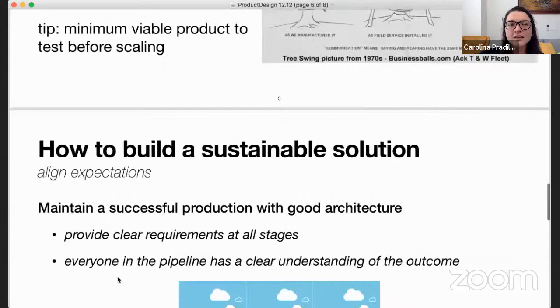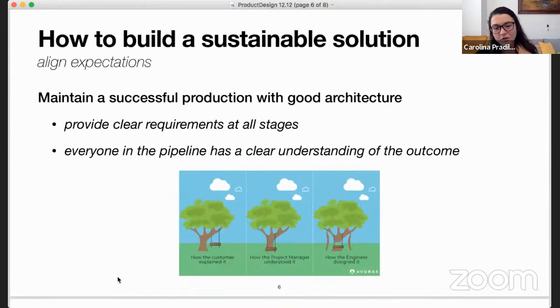So from here, expanding a little more on architecture, the goal of architecture is to build a sustainable solution. For it to be sustainable, we need to align expectations, because if every piece of the pipeline has different expectations, it fluctuates a lot, and that will reflect on your costs. I guess all of this we can translate down to cost management, because when I have to constantly go back and forth on information or with my product design because I didn't understand, that expands my timelines for production, and that increases my costs.